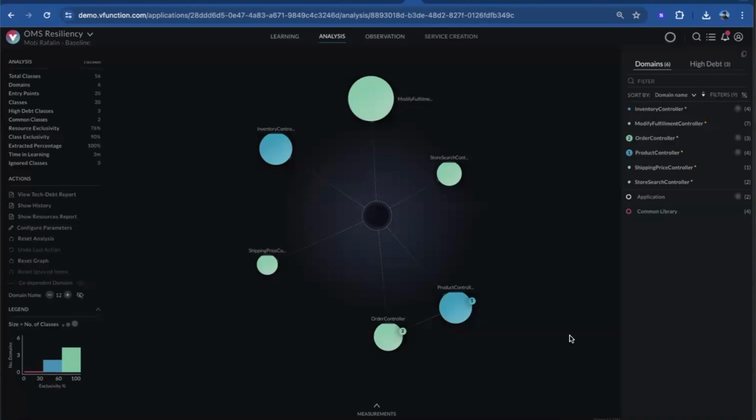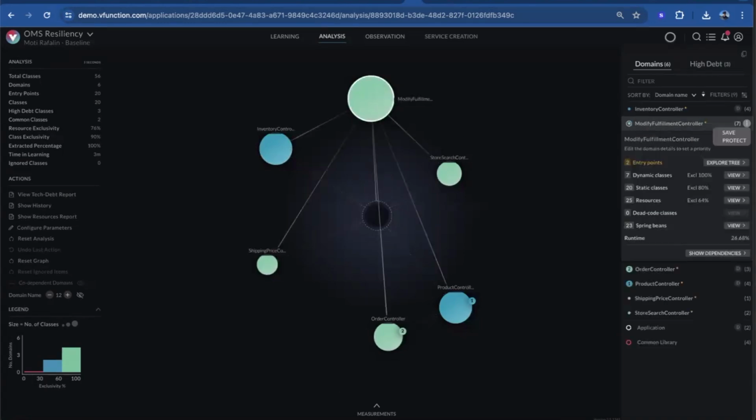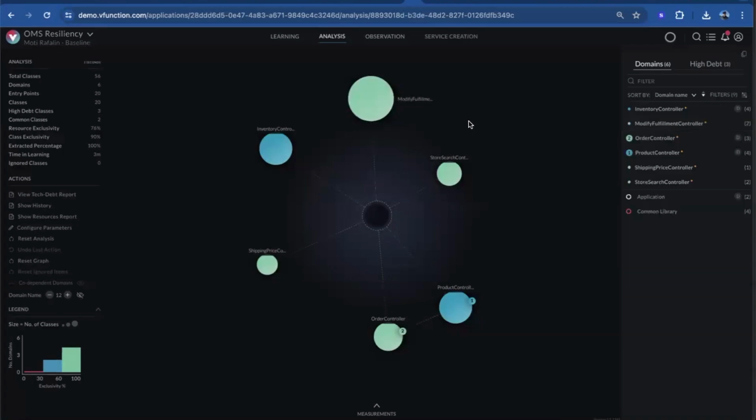Let's dive into the architectural observability cycle of a Java monolith. This is the architecture of a simple ordering management system application observed by vFunction. The bubbles represent domains that were identified by vFunction using its proprietary AI. The size of the bubbles represents the size of the domains by number of dynamic classes in them, and the color represents the degree of modularity of those domains, or the class exclusivity in each domain.